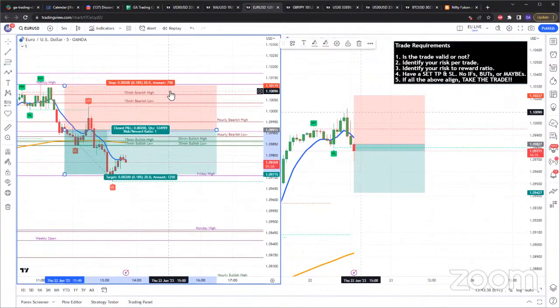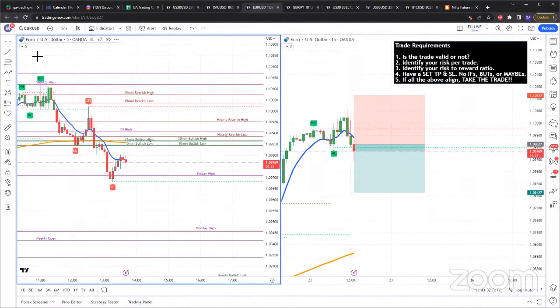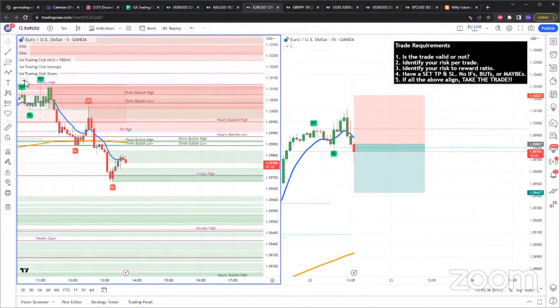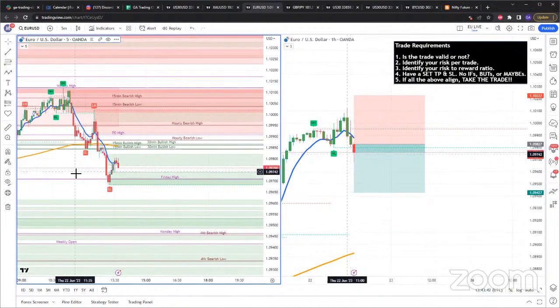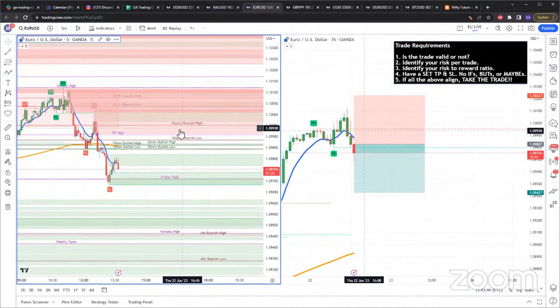There are so many entries, and I haven't even turned on the zones indicator. If I turn on the zones indicator, guess what we have? We have sellers sitting here. So this is how you use the zones indicator together with the markups indicator. I never use the zones indicator by itself. When I identify a buy or a sell, what I want the zones indicator to tell me.